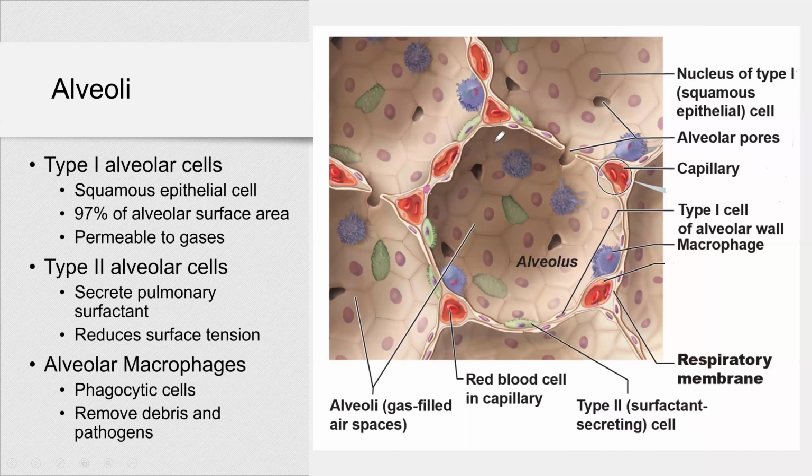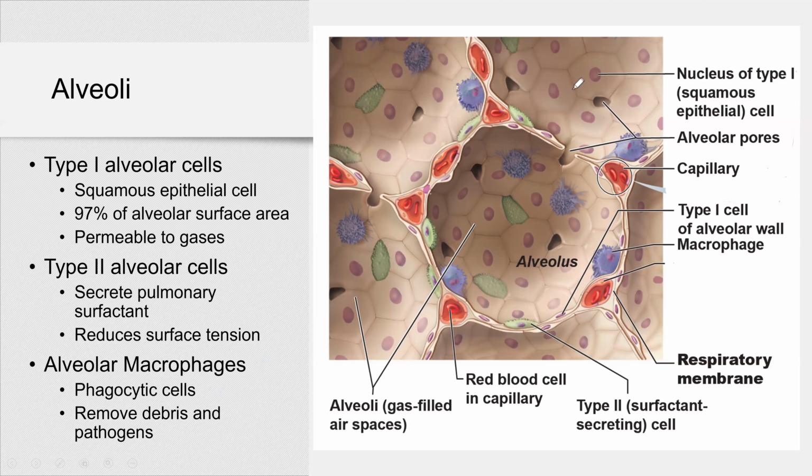Okay, and here we're looking at alveoli again in more detail. We have type 1 alveolar cells, that's squamous epithelial cells, 97% of alveolar surface area, and they're permeable to gases. Then we have type 2 alveolar cells that I already mentioned, shown here in this green color, and they secrete surfactant that reduces surface tension and keeps your alveoli open. Then we have macrophages that are phagocytic cells, which remove debris and pathogens.